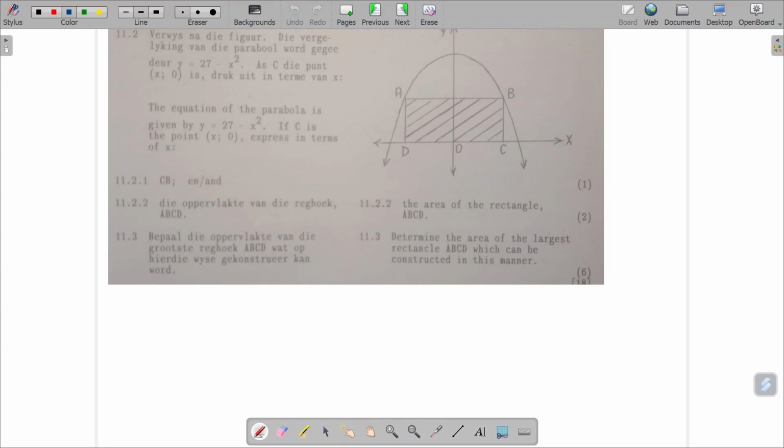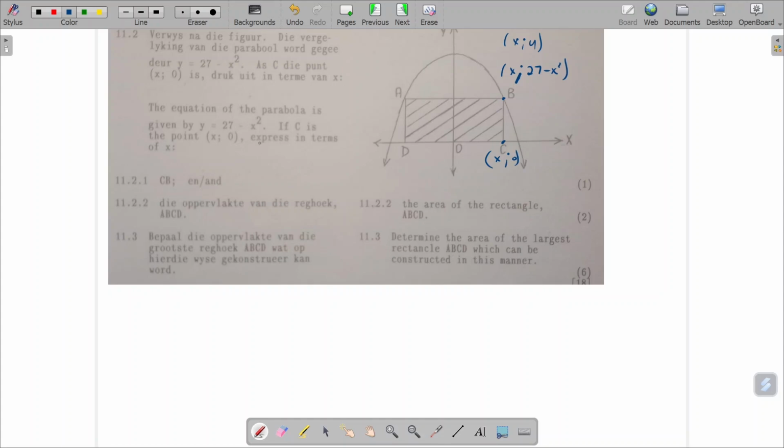If C is the point x and naught, expressed in terms of x, CB. Well, if this is the point x and naught, then this point here would be the point x. It's in the same vertical and would be 27 minus x squared, because that is our y value. So it is x and a y value. And find an equation for the area of the rectangle.